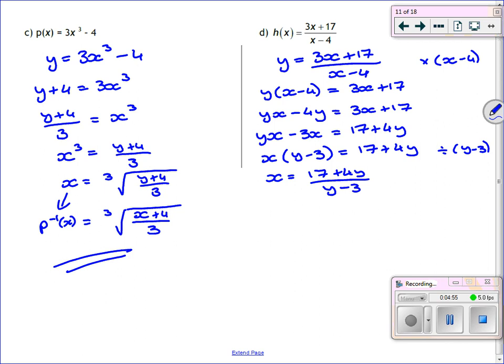And again, the usual process: the x becomes h to the minus 1 of x, and any variables that I've got, the y's, they just become x's. So we just get 17 plus 4x over x minus 3.